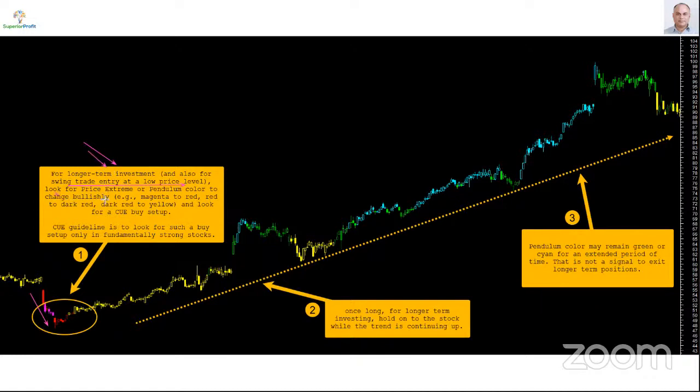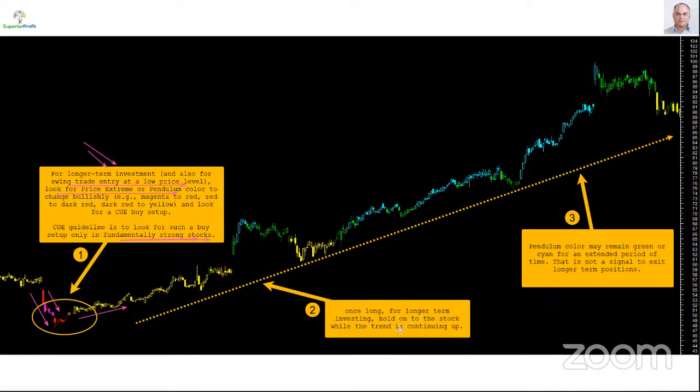Especially for long-term investment, look for price extreme or pendulum color to change bullishly, magenta to red, red to dark red to yellow. Look for a Q buy setup. For longer-term investment, of course, we look for fundamentally strong stocks. For short-term trading also, I prefer that. But certainly for longer-term investment, we'll buy fundamentally strong stock. In this case, from pendulum low, it turned to pendulum middle level. So we would have bought somewhere in this ellipse area.